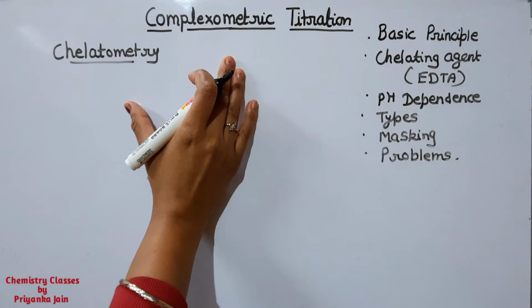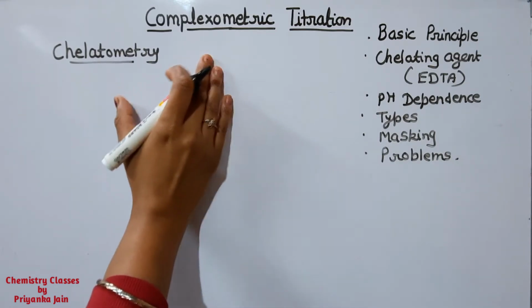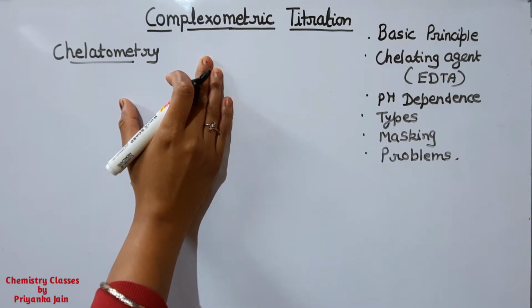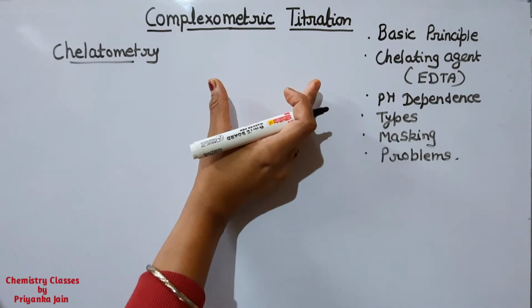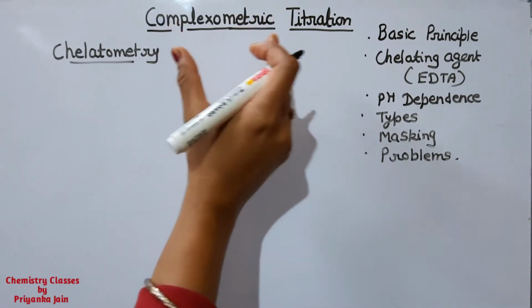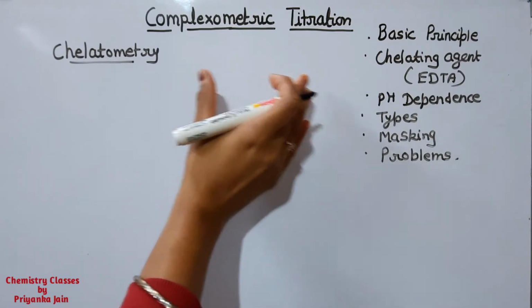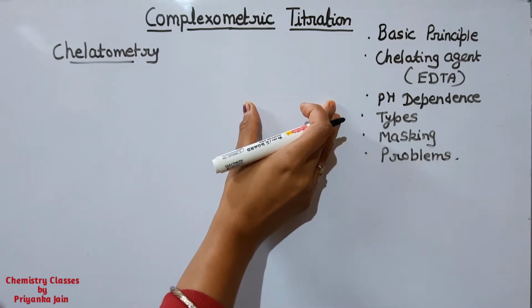Actually, it is a process of volumetric analysis. Here we have to do the quantitative analysis of the metal ions that are present in a mixture. We are given a mixture in which some metals are present, and now we have to determine their amount. That is called the quantitative analysis of these metal ions.